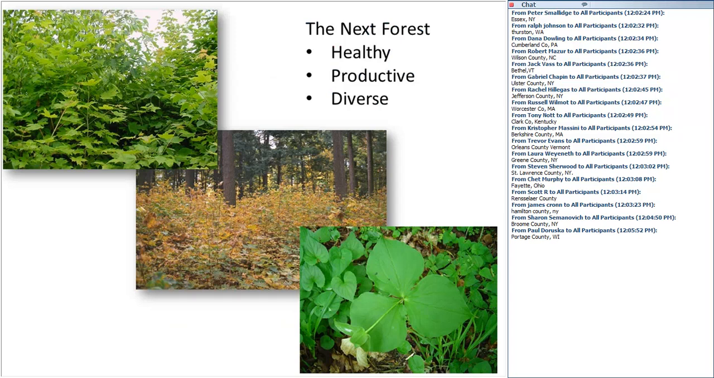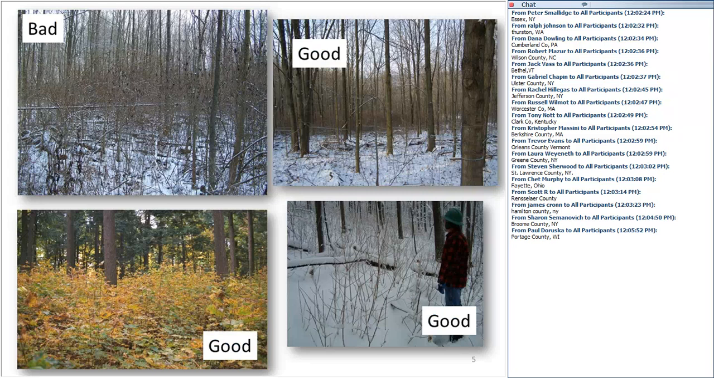And we want a forest that's healthy and productive and diverse. And we have some good examples of that. We have examples where the forest is regenerated, especially where we've had regeneration that gets above the height of deer browsing. But then we also have a lot of examples where we have interfering vegetation or heavy browsing by deer or things like that. So, you know, it's one thing to show pictures. It's another thing to have some data to back that up.